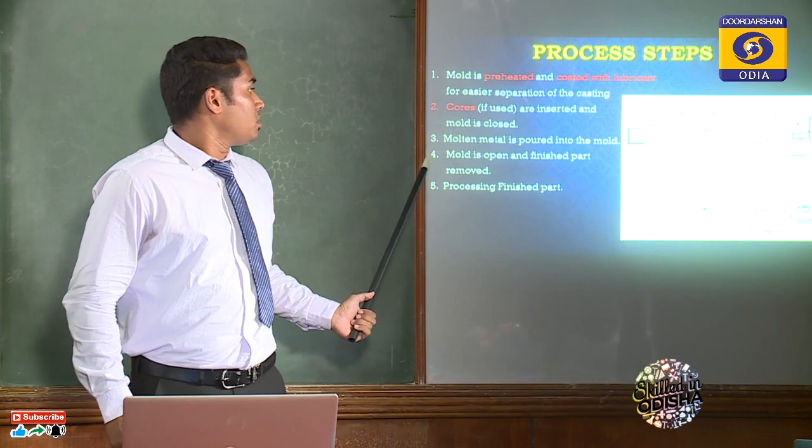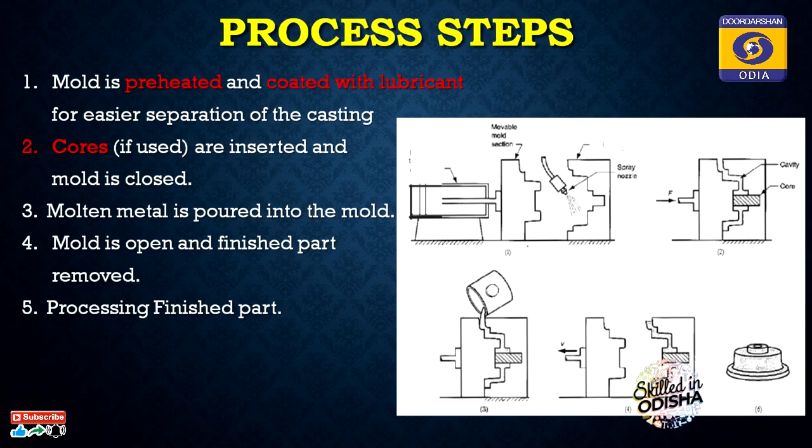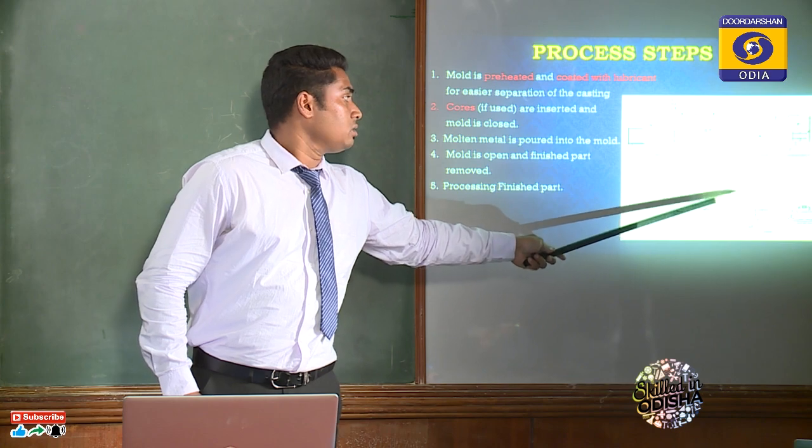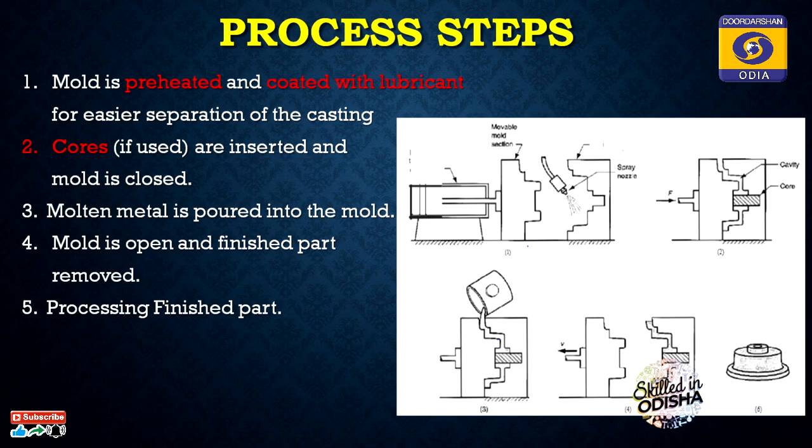Next step is mold is opened and finished part removed. See the fourth figure. After cooling and solidification, now we have to remove the movable mold half. Okay, this is the movable mold half, and then we can take out our solidified casting product. This is the solidified casting product.